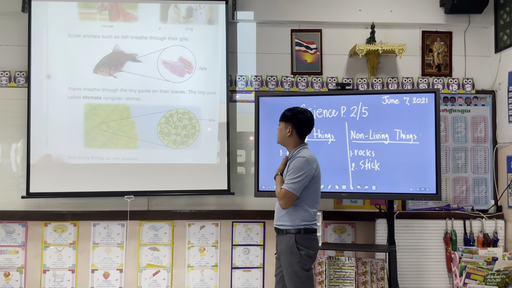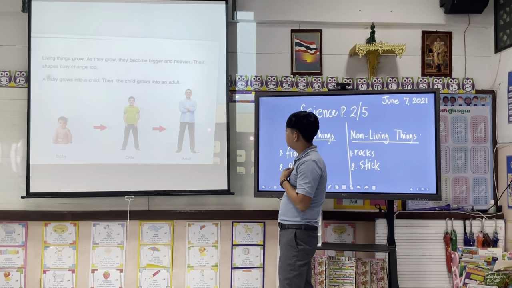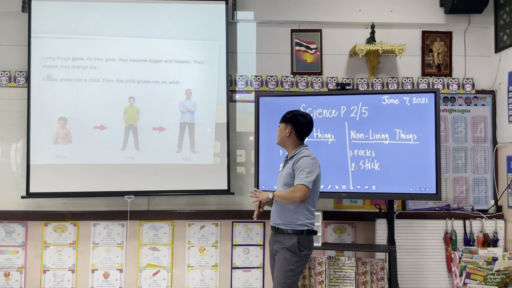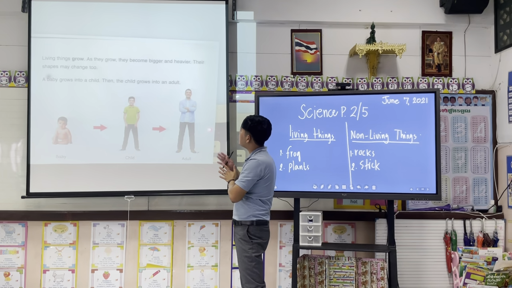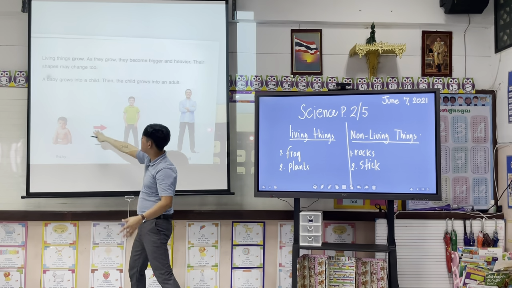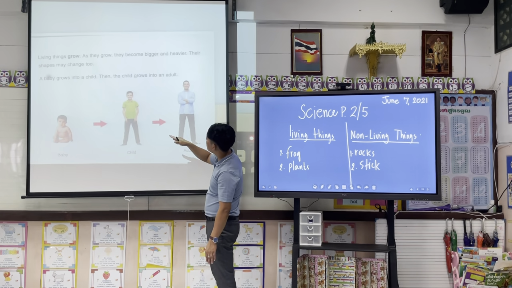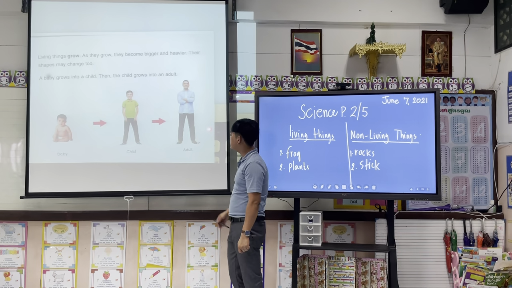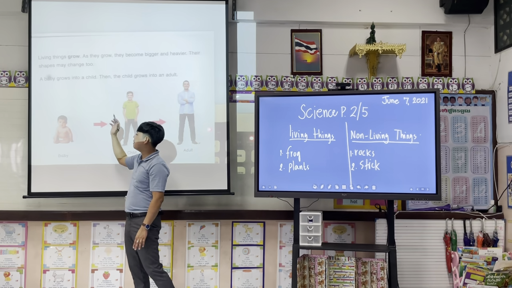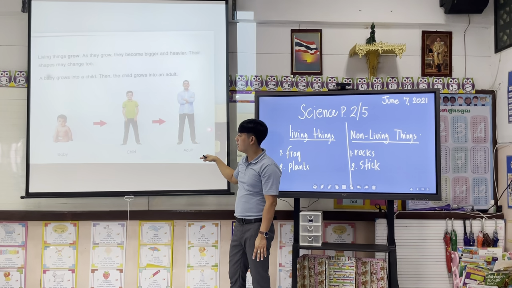Look again at this picture. We need to see the difference between these pictures. Living things grow. We grow from a baby, to a child, to an adult. As living things grow, they become bigger and heavier. From this baby boy to a child and then an adult. These are the stages of the human. It is the same with animals and plants. They start small, then grow bigger and become an adult. You understand? Okay.